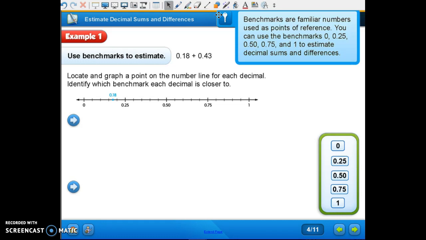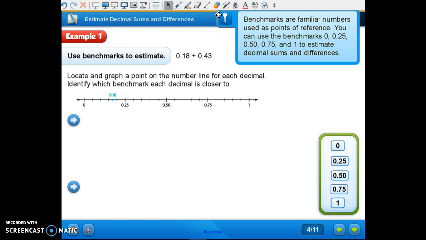Because we're going to use benchmarks to estimate 18 hundredths plus 43 hundredths. Locate and graph a point on the number line for each decimal. Identify which benchmark each decimal is closer to. So they have already graphed 18 hundredths for you. And so we're going to have to figure out where 43 hundredths is.